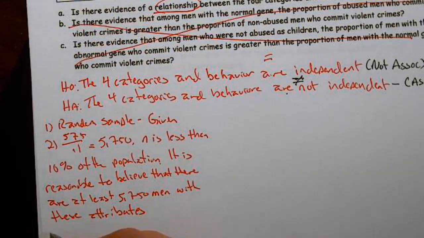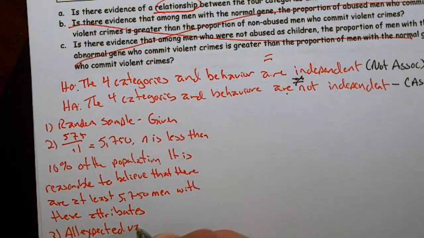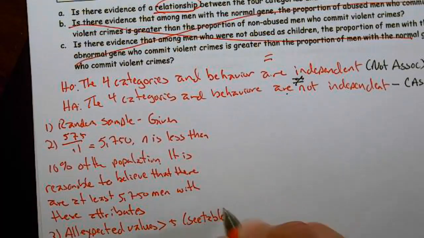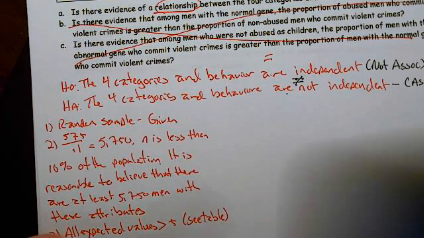Number 3, we're looking for expected values. All expected values greater than 5. See table. Like, we haven't done that yet. All right, let's go ahead and do that.